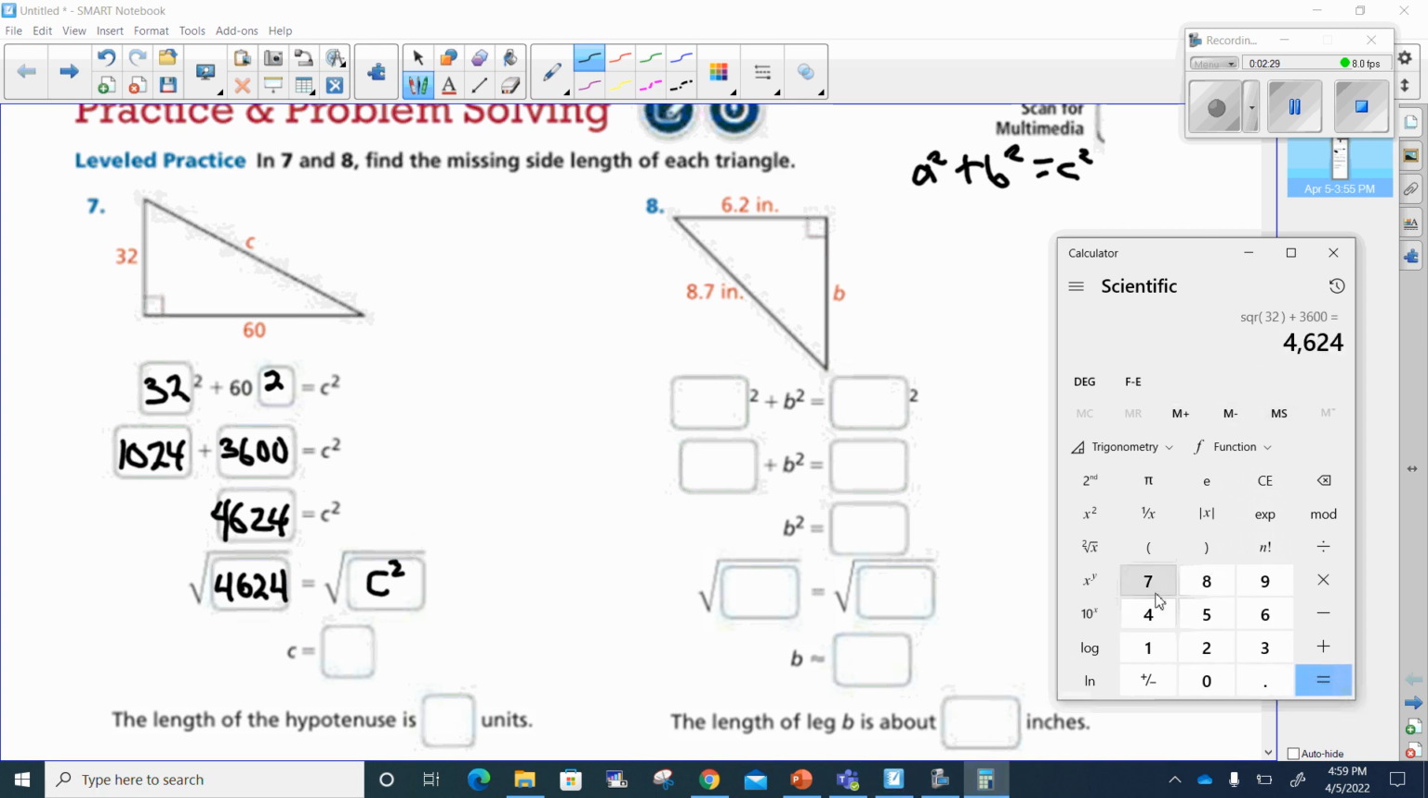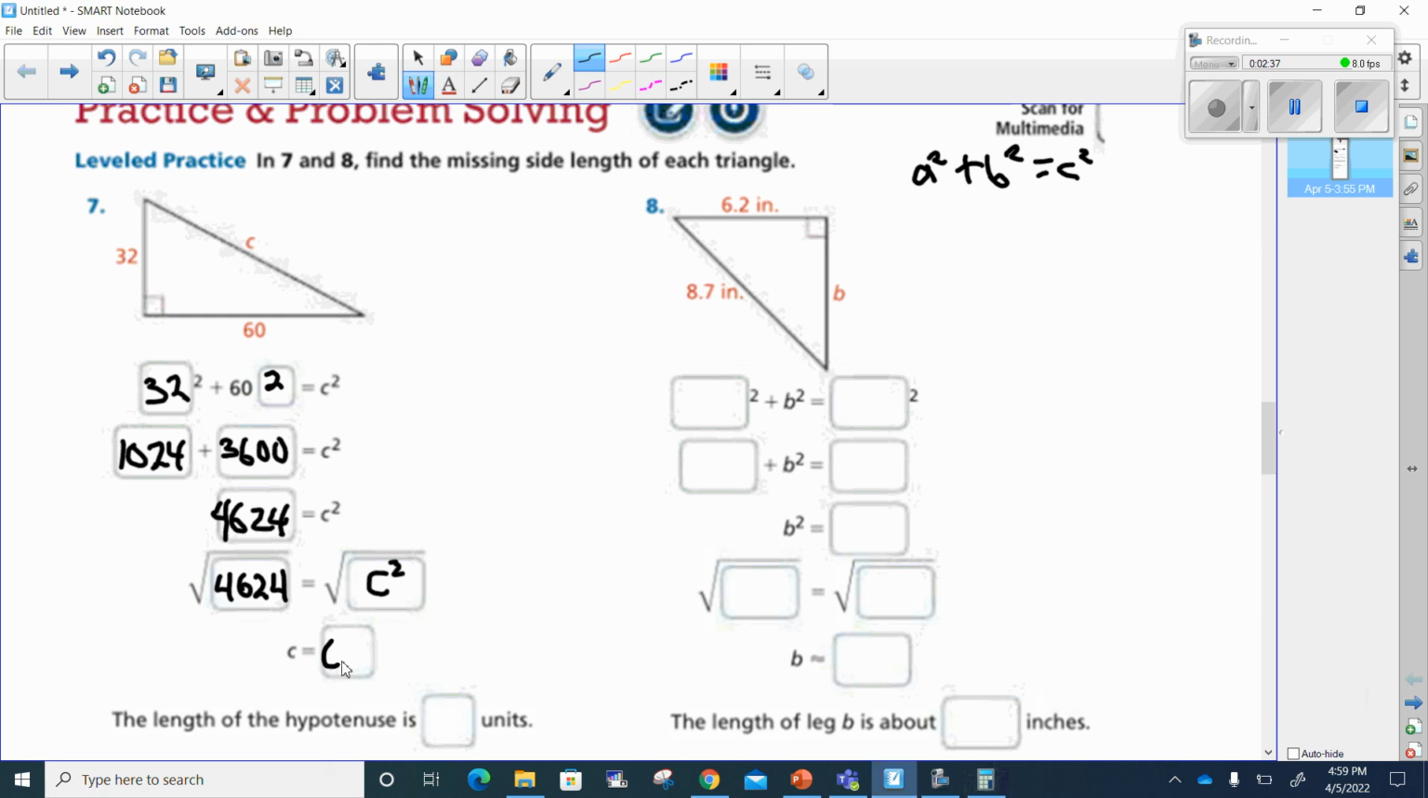Then I'm going to press the square root button. The square root button is right here, and you see that gives us 68. So this is going to equal 68, which means the length of the hypotenuse is 68 units. All right, let's go ahead and move on.